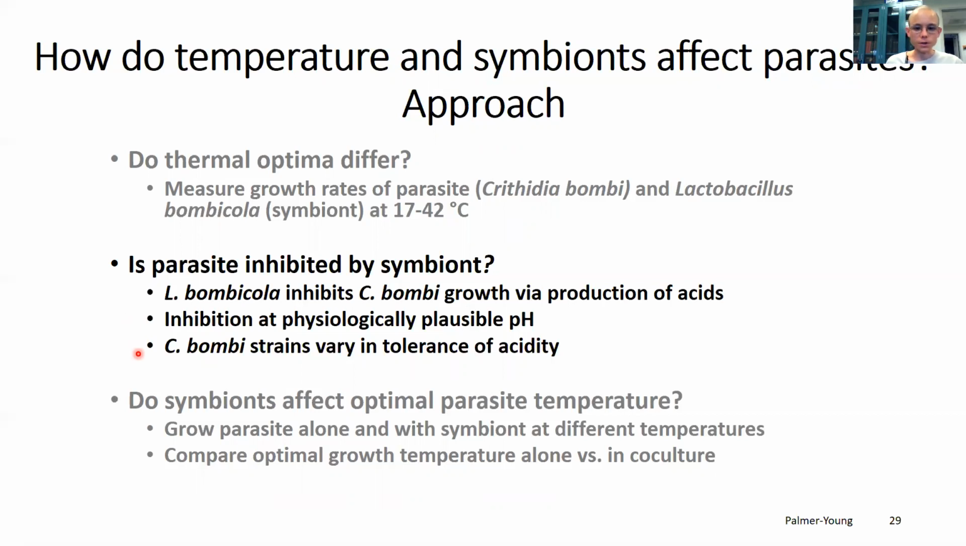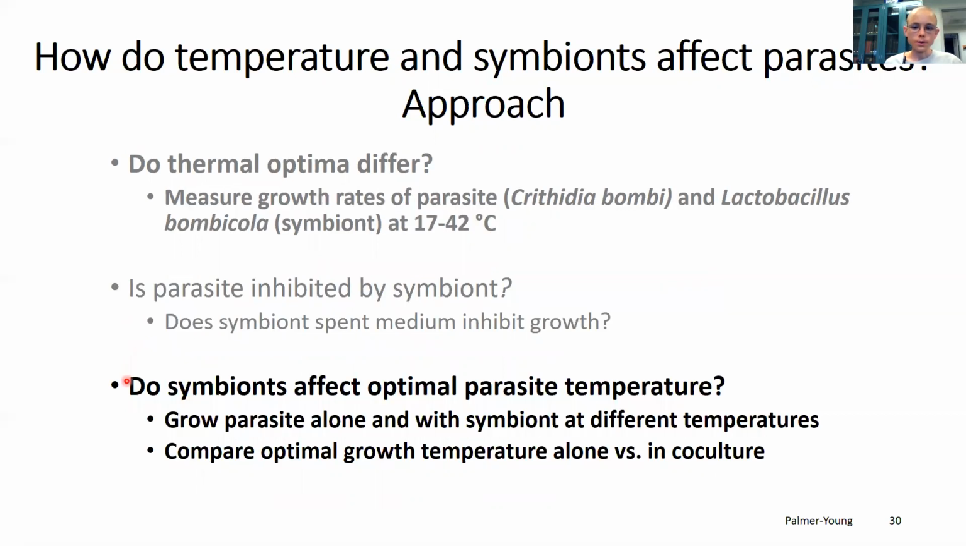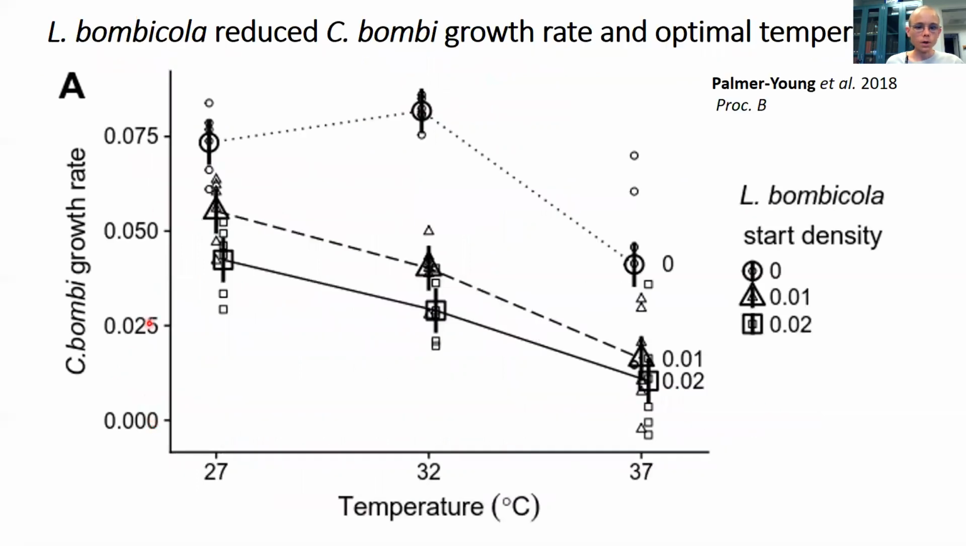Do symbionts alter the thermal niche and optimal temperature range of parasites? To answer this, I compared parasite growth rates across a range of temperatures in the presence and absence of symbionts. In the absence of the symbiont Lactobacillus bombicola, parasite growth rate was highest at 32 degrees. However, presence of the symbiont slowed growth overall and lowered the optimal temperature to 27 degrees.